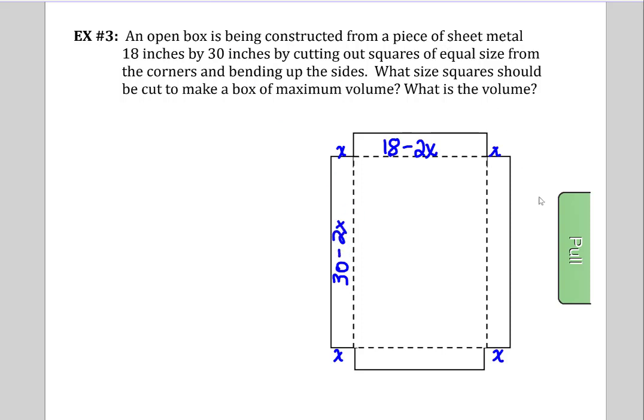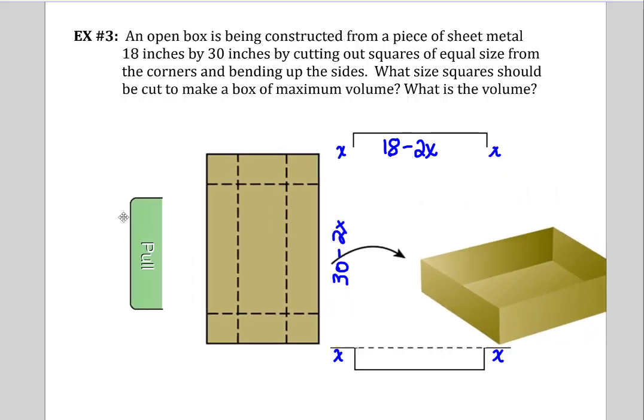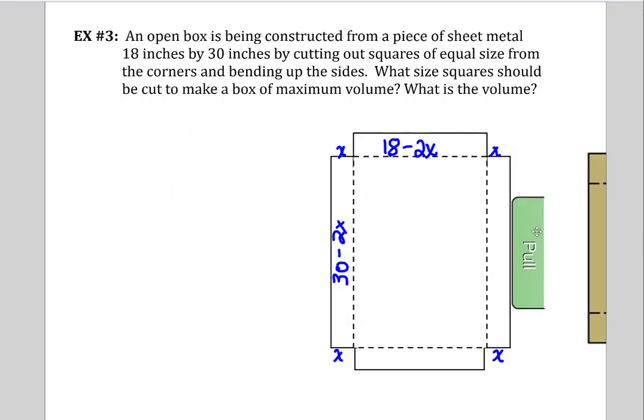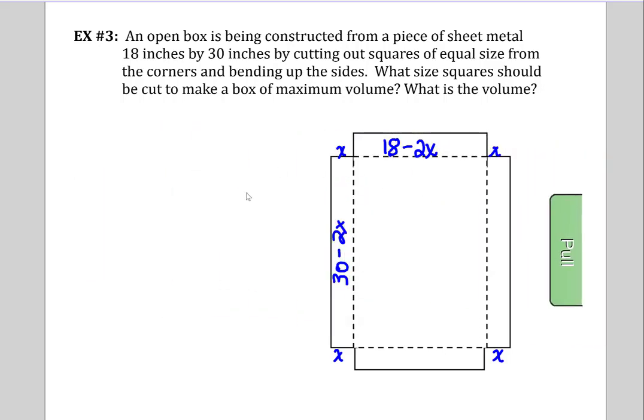Let's see what's on our pull tab. Oh, just an example. So I've cut out these squares and turned up the corners and made a box that's open at the top. So we want to know what size squares should be cut to make the box a maximum volume, and then find the volume. So we can do that.